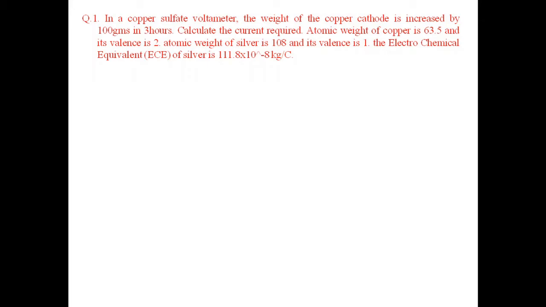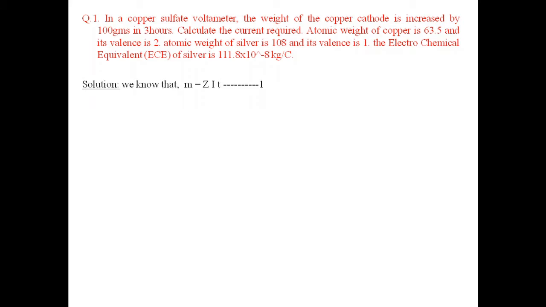There is a copper sulfate voltmeter, the copper sulfate electrolysis concept, and there are two electrodes, a cathode and an anode. On the cathode, copper is deposited, and the weight of the copper developed in this electrolysis process is 100 grams, and the time taken for that is 3 hours. We just need to find what current is required to get this much copper on the cathode.